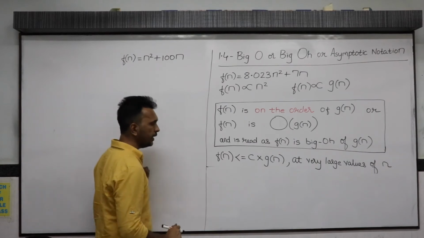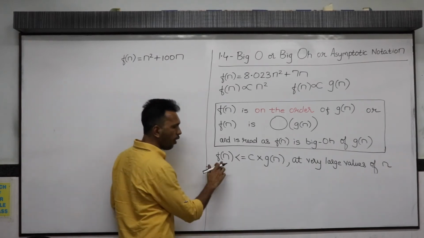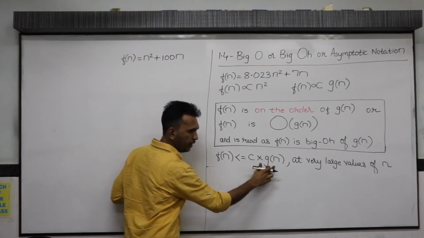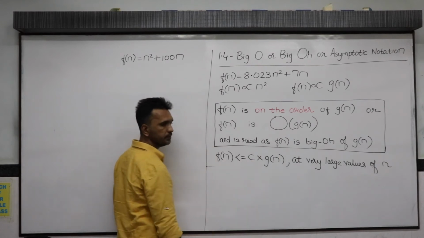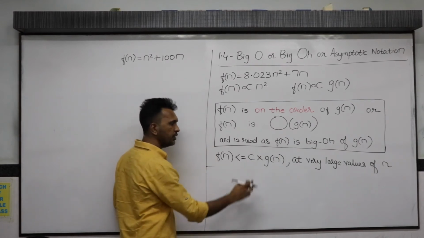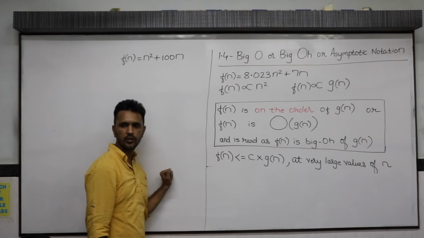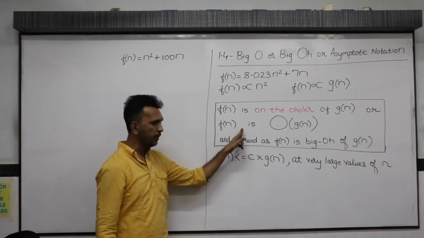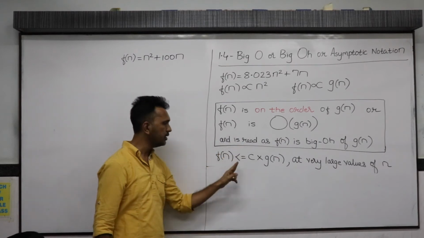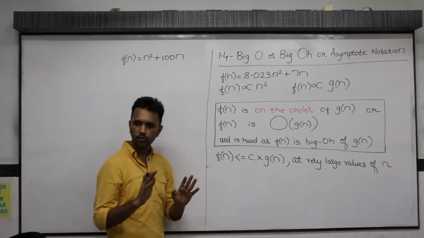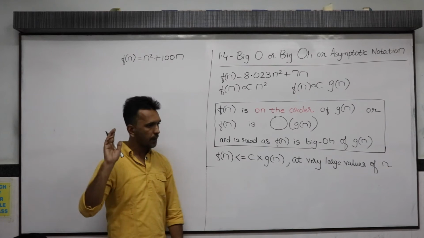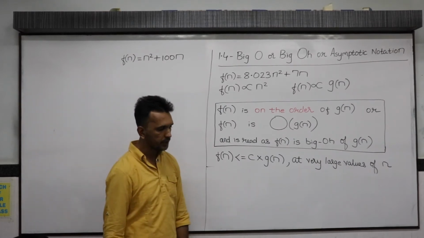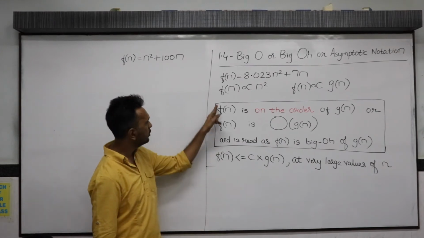So mathematically it means that f of n is less than or equal to c into g of n at, read it, very large values of n, where c is a positive real constant. Do you understand that? So this statement mathematically means this line. Any doubts here? I'll take an example also to make you understand this. Okay. Now you wrote can be stated as, right? Now copy this box.